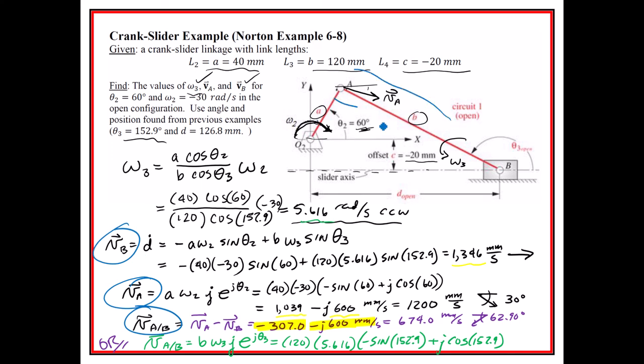This piece right here, this connecting rod, is translating and rotating at the same time, and so it's a combination of the two, and so it obeys that.